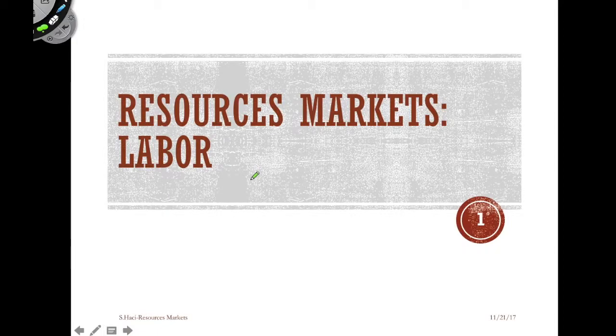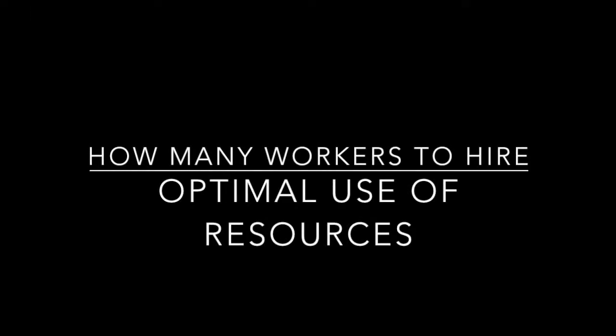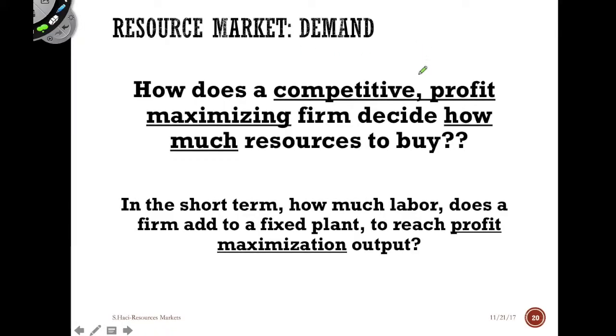Resource markets. In this presentation, we will be talking about the market for the inputs of production that firms use to produce final goods and services. And in particular, we will focus on labor. All right, so now we're getting to an important question. How many resources does the business need or should buy? How many workers do they need to hire so that they can still maximize their profit?